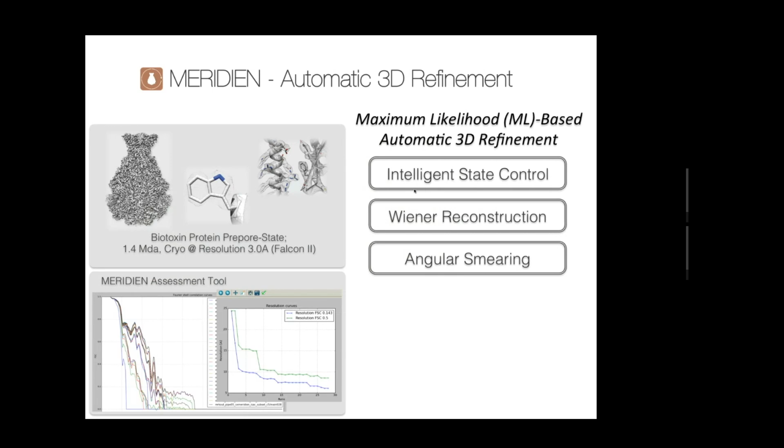To simplify the pipeline, we newly developed maximum likelihood-based 3D refinement and automated this major step of SPA. Like the other statistical methods, Meridien has an intelligent state control, uses Wiener reconstruction with full CTF correction, and marginalized 3D alignment parameters for angular smearing. By tracking the resolution change, the intelligent state control automatically decides the best parameter settings for each iteration, such as image size and refinement algorithm.